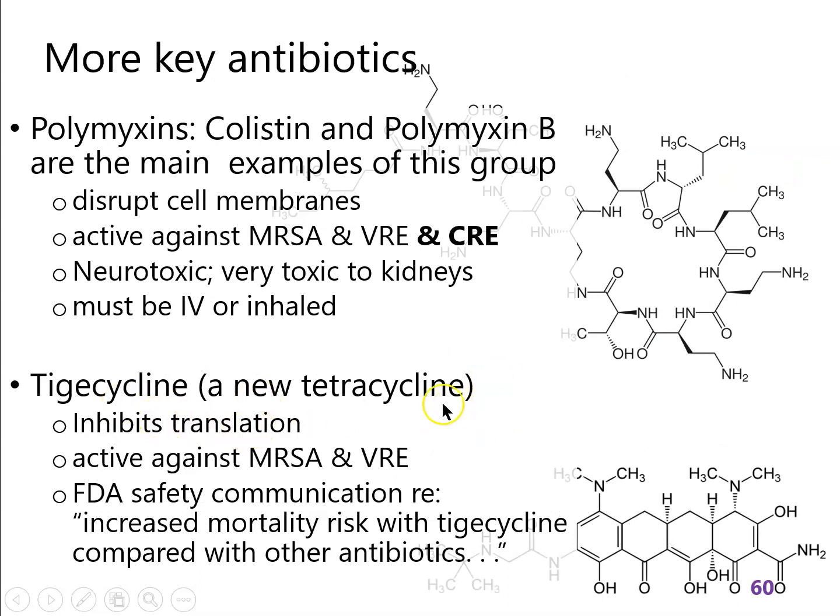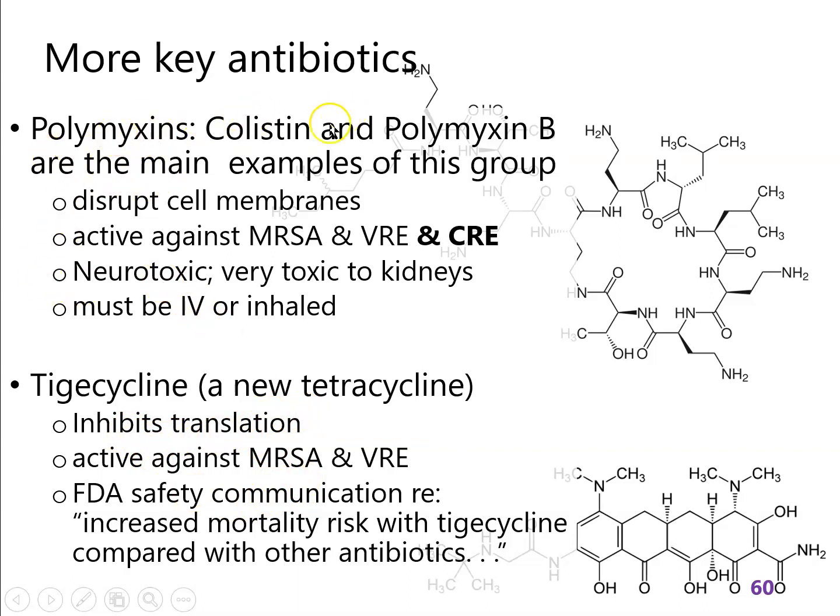Tigecycline is a new tetracycline, and it's interesting because somehow it increases certain risks for patients. So it's interesting in that way, but it's useful against MRSA and VRE, so vancomycin-resistant enterococci. And it's a translation inhibitor just like the other tetracyclines.